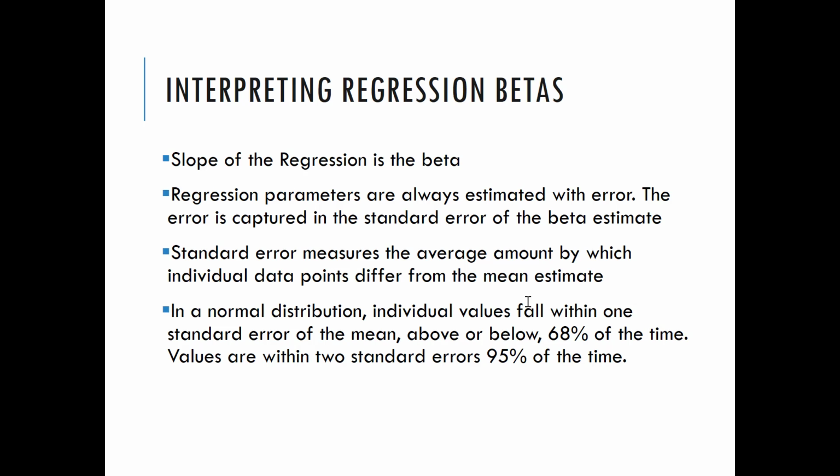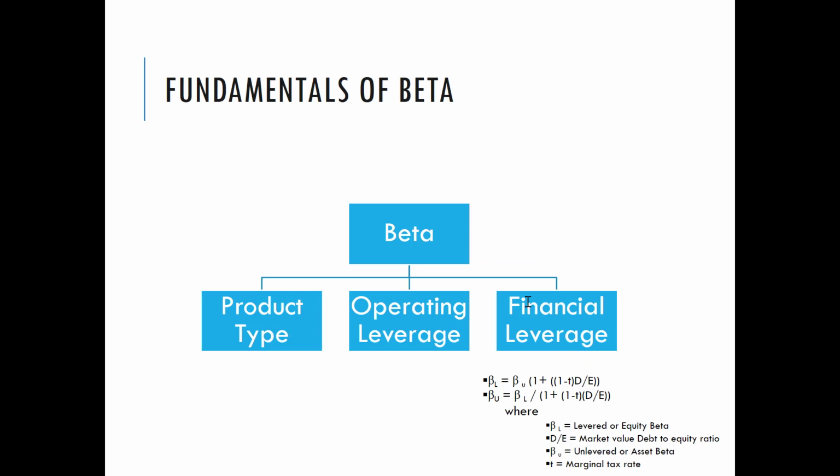So if the regression beta is 0.8 and the standard error is 0.2, 95% of the time it's going to be between 0.4 and 1.2, which is a huge range and not necessarily that useful, which is why regression betas are horrible. But again, there's no better way to do it, so that's why they're still used.